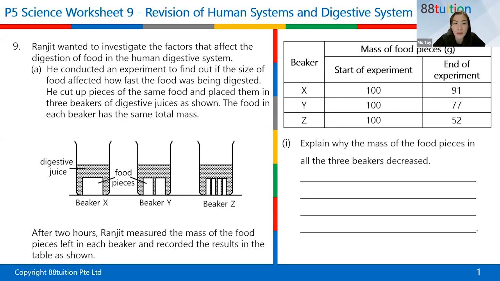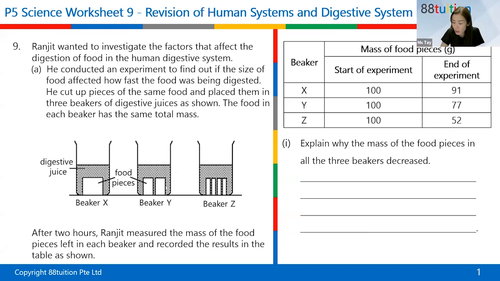Anyone want to answer this? How come the mass actually decreased? See, from X, 100 gram is now 91. For Y, it changes to 77 gram. And in Z, the food pieces have only 52 grams left. So in all beakers, the mass of the food pieces actually decreased. Why is that so? Wayla, try. As the food was digested, when the food is digested, the amount of food will decrease.